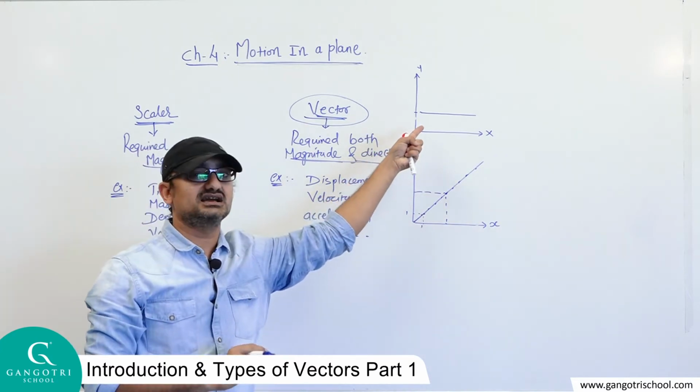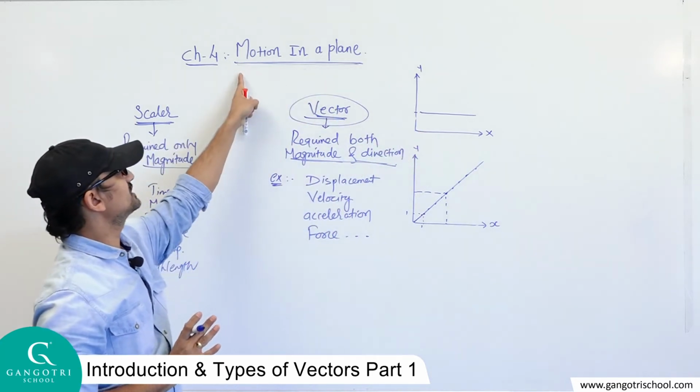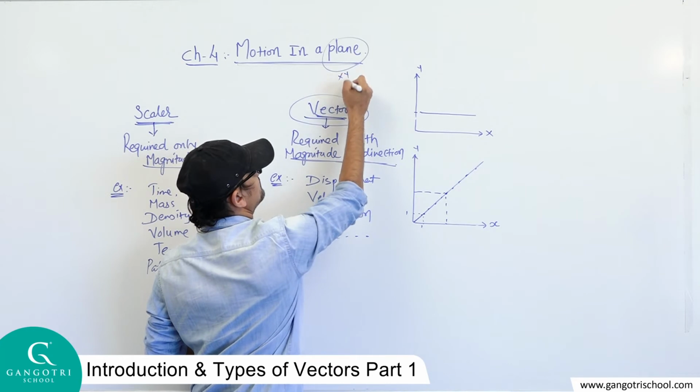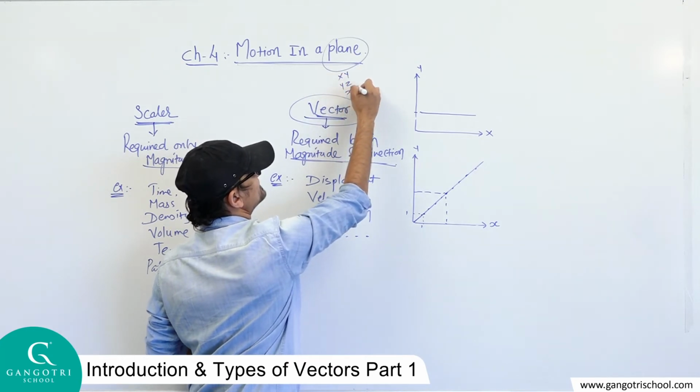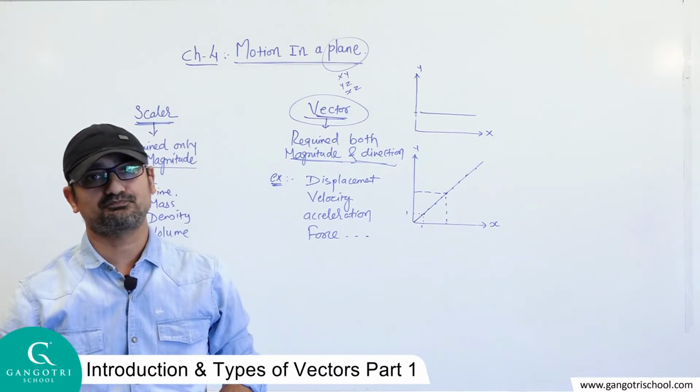In the first diagram, the particle performs one dimensional motion. So this chapter, motion in a plane, means either the xy plane, or the yz plane, or the xz plane, whatever. It's a chapter of two dimensional motion.